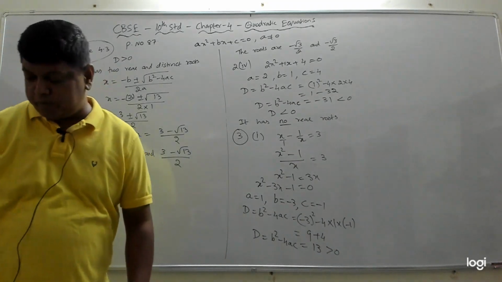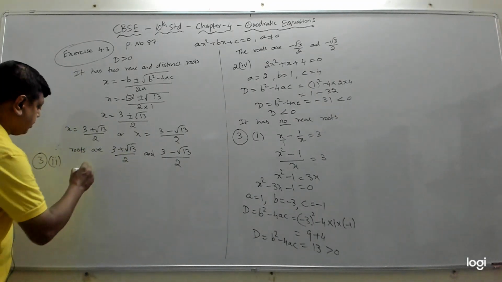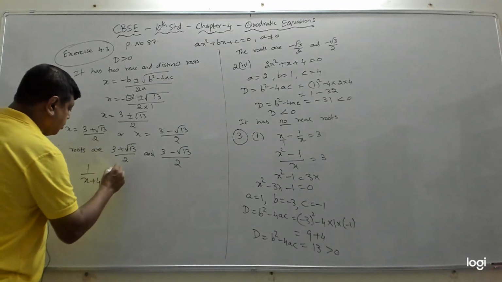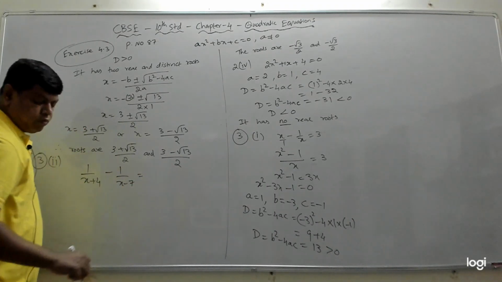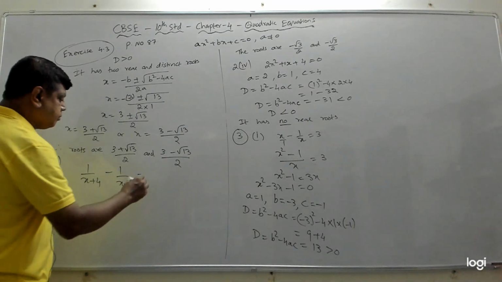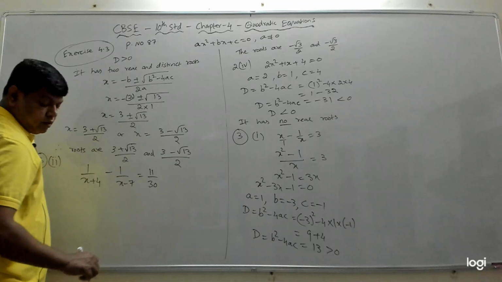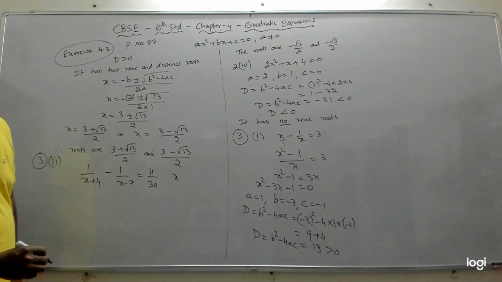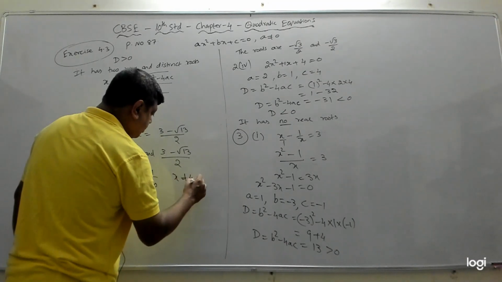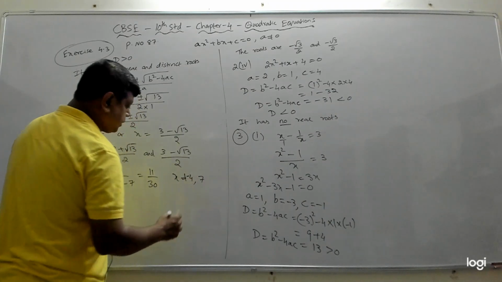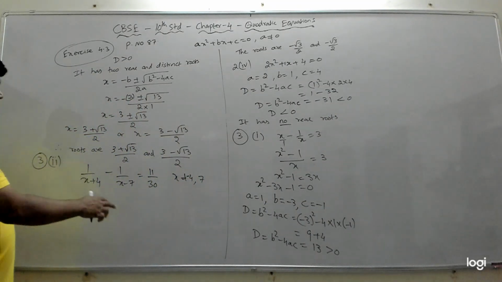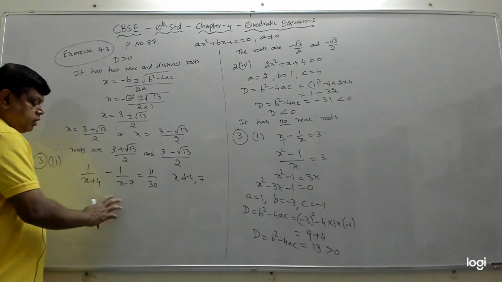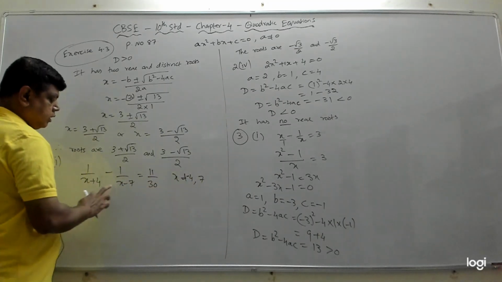Third problem, second subdivision, which is 1 by x plus 4 minus 1 by x minus 7 equal to 11 by 30, where x is not equal to minus 4 and x is not equal to 7. x is not equal to minus 4, comma 7, because if it becomes minus 4, then minus 4 plus 4 will become 0, and 1 by 0 is infinity. So generally we don't want values of x which will make the denominator 0.